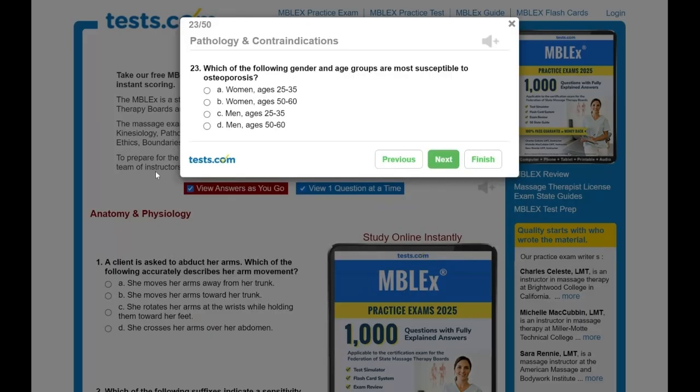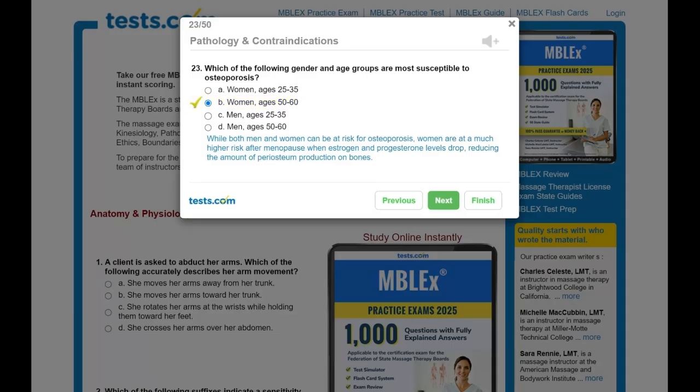Question 23. Which of the following gender and age groups are most susceptible to osteoporosis? A. Women ages 25 to 35. B. Women ages 50 to 60. C. Men ages 25 to 35. D. Men ages 50 to 60.